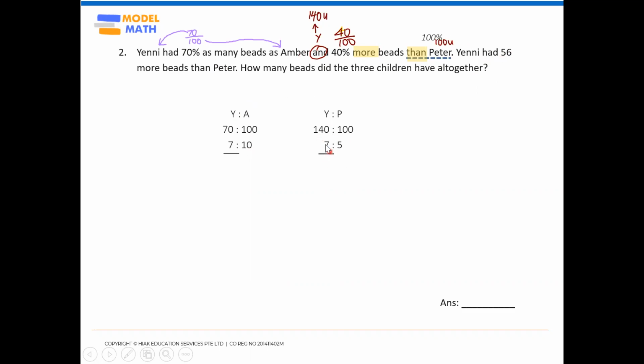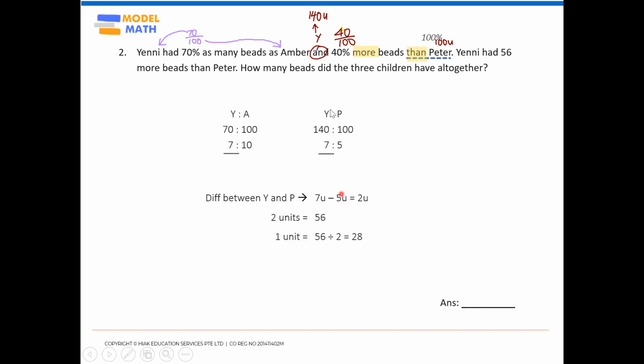So let's look at the ratio between Yenny and Peter. Yenny is 7 units, Peter is 5 units. You can just take the difference of 7 minus 5, which is 2 units. That means these 2 units represent the 56 beats difference. And of course, you can just go on and find out 1 unit.